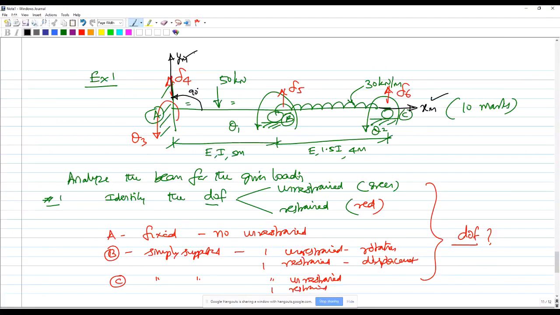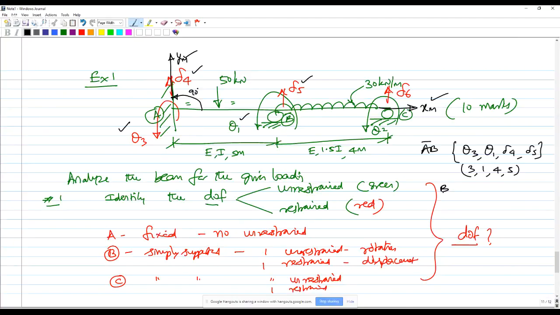So two-dimensional analysis. Now I want to identify the labels for the member AB and member BC. The member AB will have the following labels. Theta 3, theta 1, delta 4, and delta 5. On the other hand, the labels could be 3, 1, 4, and 5. That's for the member AB. So please understand there's an order we are following to mark the labels. Rotation at the J end, rotation at the K end, then displacement at the J end, displacement at the K end. That's how we mark.